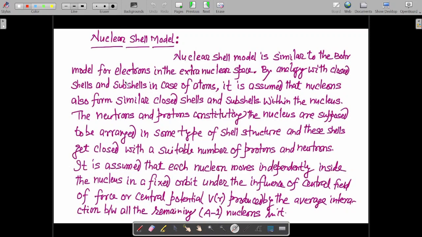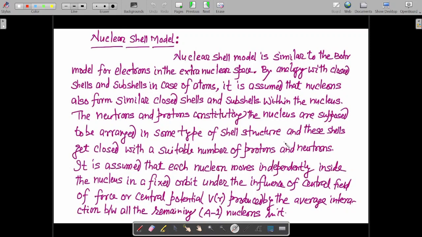So by analogy with closed shells and subshells in atoms, it is assumed that nucleons also form similar closed shells and subshells within the nucleus. The neutrons and protons constituting the nucleus are supposed to be arranged in some type of shell structure, and these shells get closed with a suitable number of protons and neutrons.